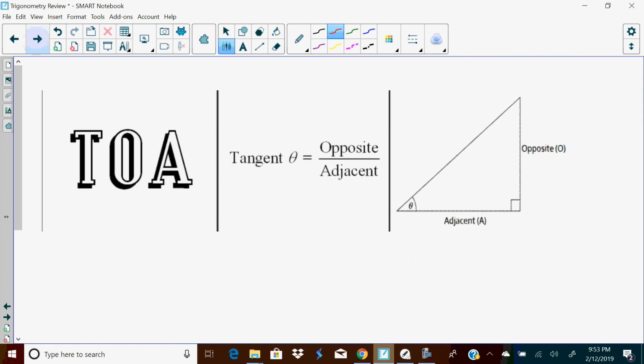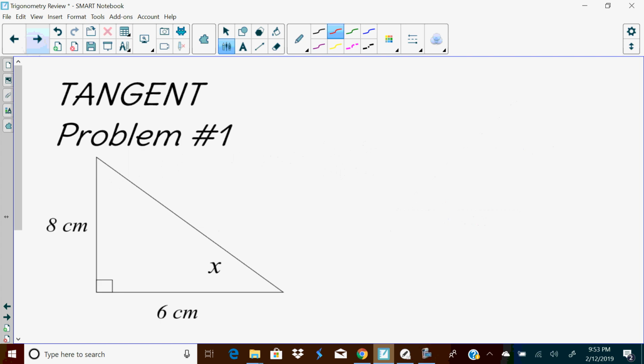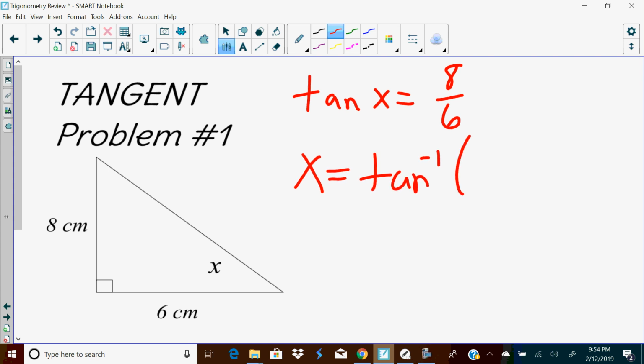So now I'm to the TOA, or the tangent. So this is if I have the opposite and the adjacent. So I don't care about my hypotenuse. So I have that my adjacent, this is my opposite. So in the first problem, I have the opposite and the adjacent, and I'm looking for the angle. So I would use tangent. So tangent of x equals the opposite over the adjacent. So it's going to be 8 over 6. So I'm going to use the inverse. So I just plug it into my calculator, and I get 53.13 degrees.